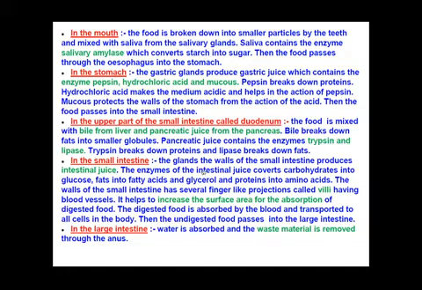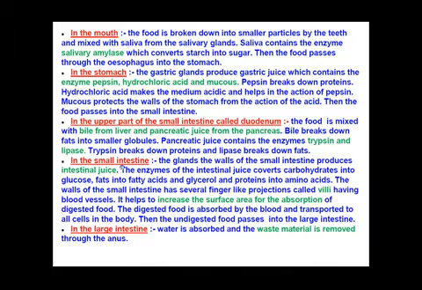Here the walls of the small intestine release intestinal juice, known as succus entericus. Now the enzymes present in the intestinal juice convert carbohydrates into their simplest form, that is glucose. They convert fats into fatty acids and glycerol, and they also convert proteins into their simplest form, that is amino acids. So the total digestion of the food occurs in the small intestine.